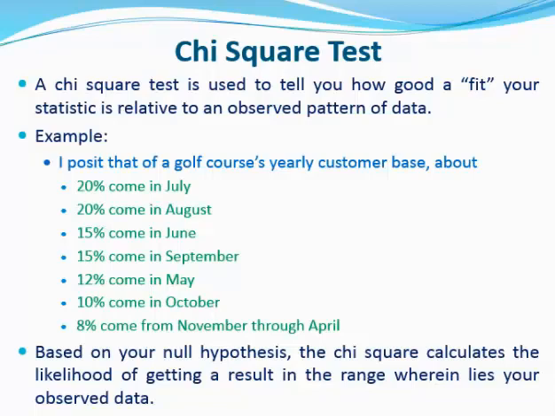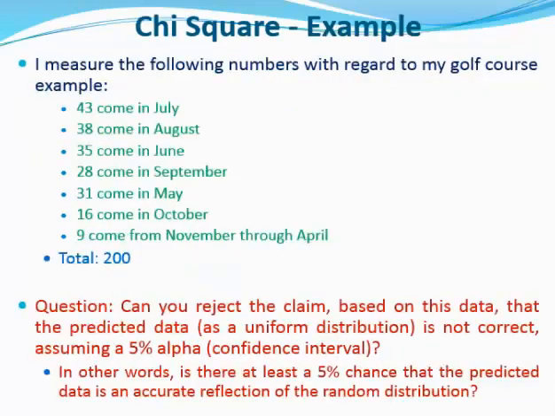But again, you see the difference between this and what we discussed before is that here we're looking at a whole bunch of different data points, whereas before we were asking whether your mean is within the population mean. So let's take a look at an example. I measure the following numbers with regard to my golf course example. 43 come in July, 38 come in August, 35 in June, 28 in September, 31 in May, 16 in October, and 9 in November through April, for a total of 200 customers.